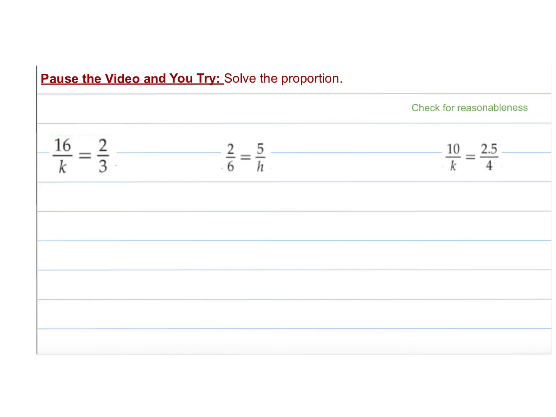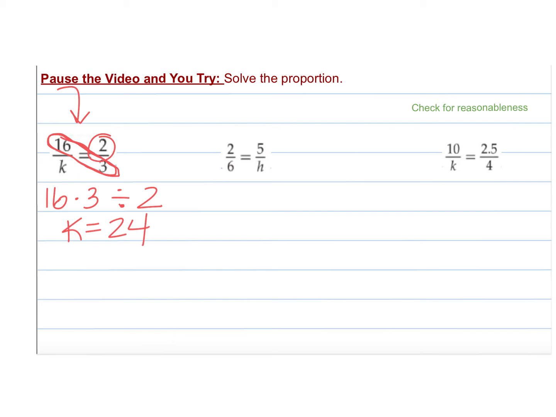So before you pause and try these, I want to show you one more time. If we look at 16 over k equals 2 over 3, really what I'm doing is finding the diagonal which has the two numbers, so not the diagonal with the variable. So I would do 16 times 3, and then divide it by the last number. 16 times 3 is 48, divided by 2, so k would be 24.